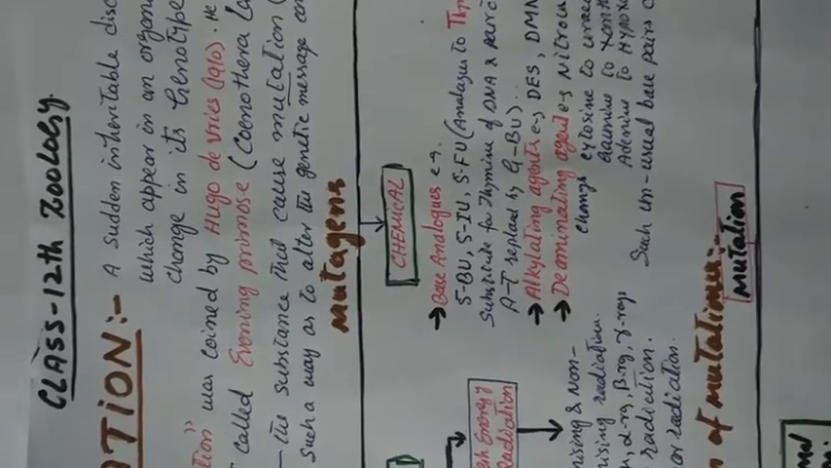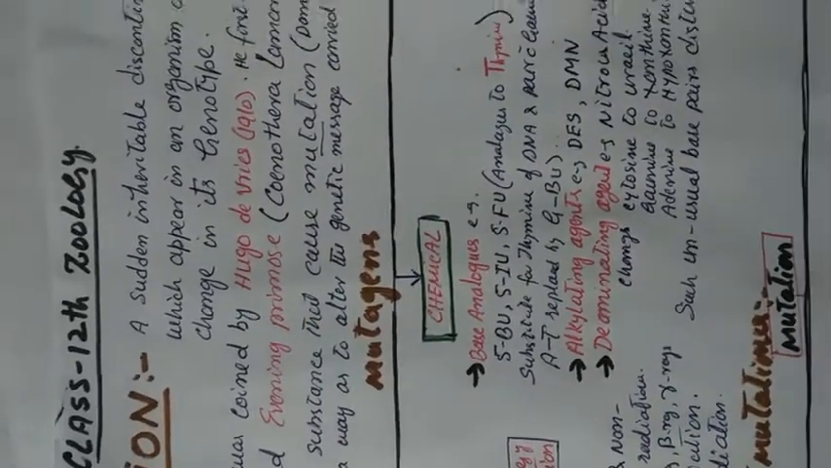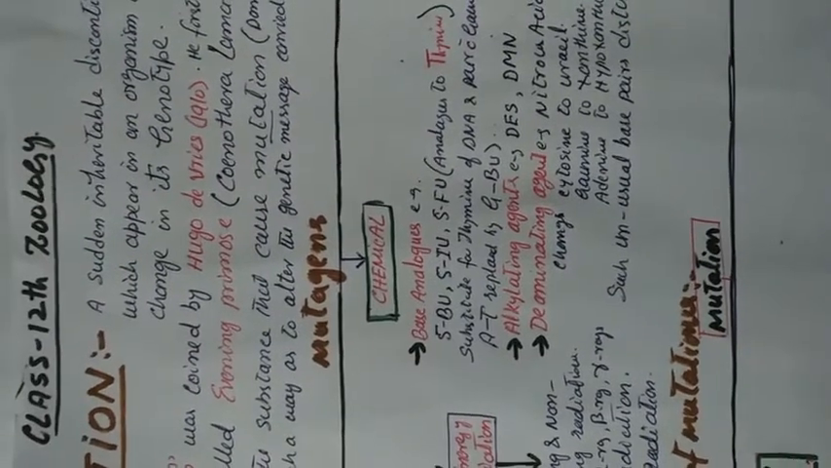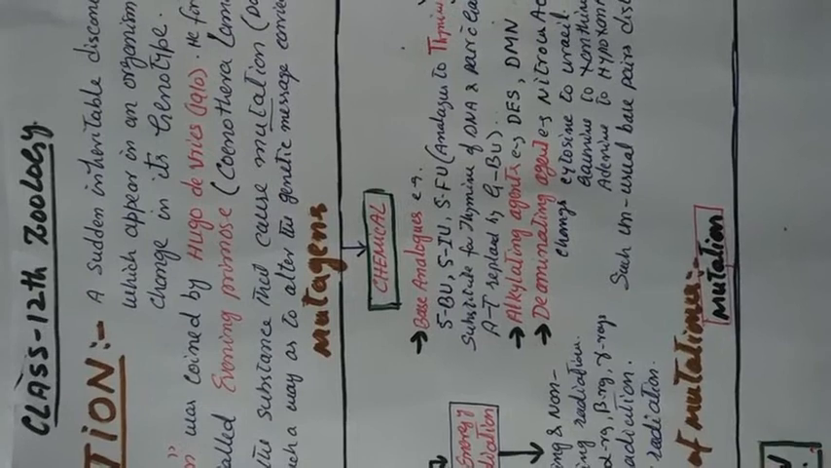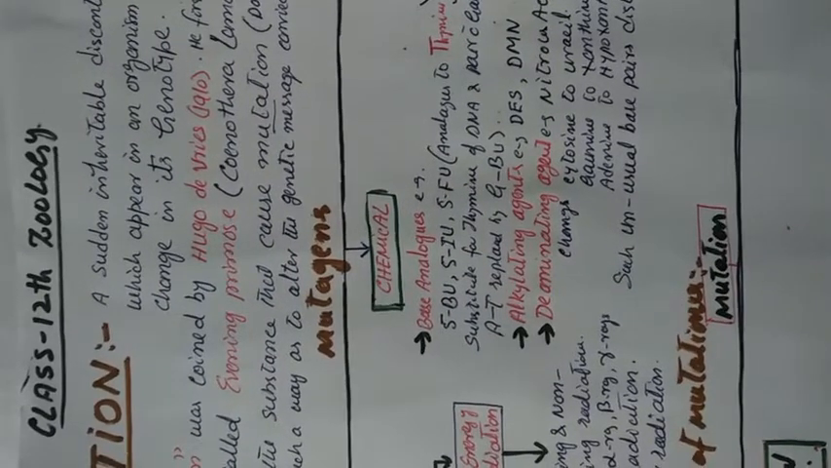This term mutation was coined by Hugo de Vries in 1910. He first reported mutation in a plant called evening primrose, that is Oenothera lamarckiana.